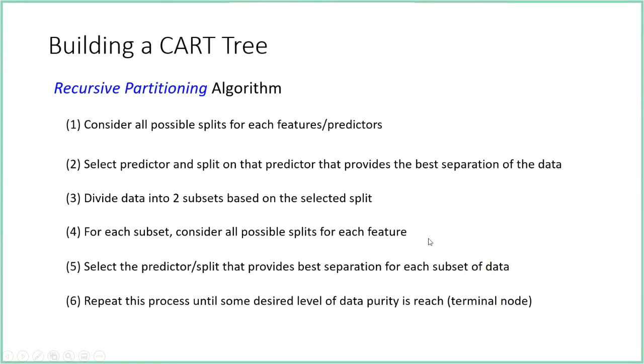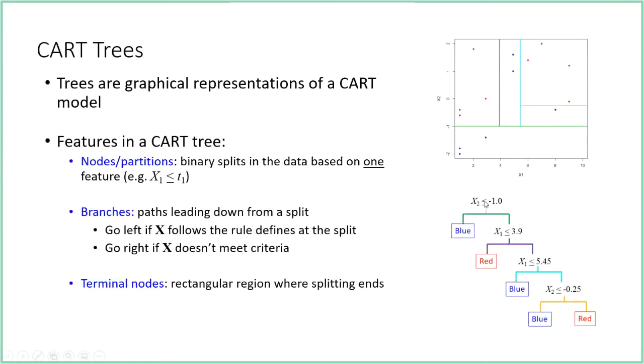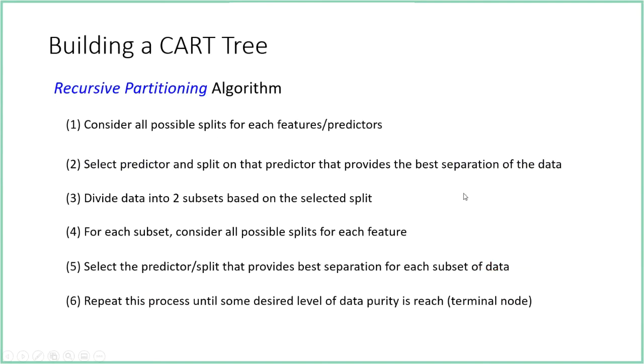The way that it's going to do this is going to use something called the recursive partitioning algorithm. So we start at the very top with all of our data, and we consider all possible splits for each of our predictors in our data set. So in our last example, we just had x1 and x2. So we would consider every value of x1 that we observed and every value of x2 and consider a cut point, like these splits shown here. And we would pick the predictor and the cut point that gave us the best separation of the data.